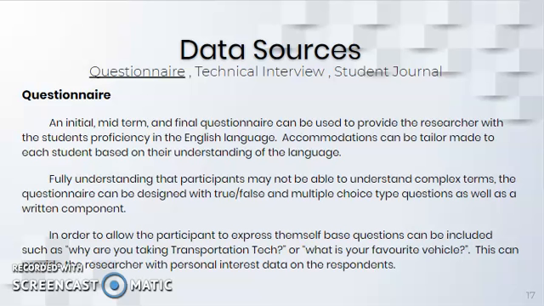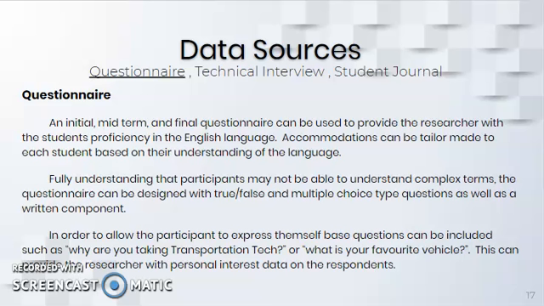So my data sources. In order to figure out what works, what doesn't work, we're going to have to do questionnaires. Ideally, an initial, a midterm, and a final questionnaire can be used to provide a researcher with the student's proficiency in the English language. So we need to set a baseline.